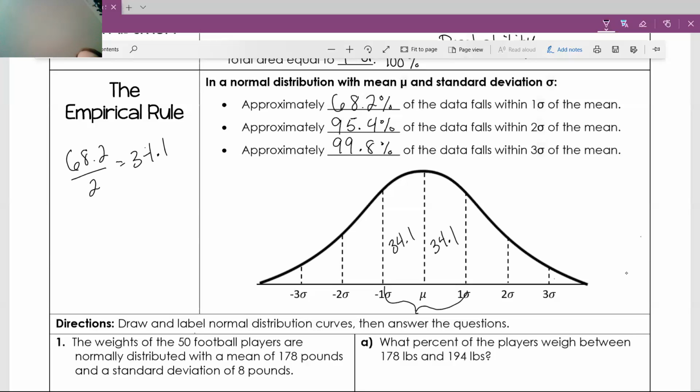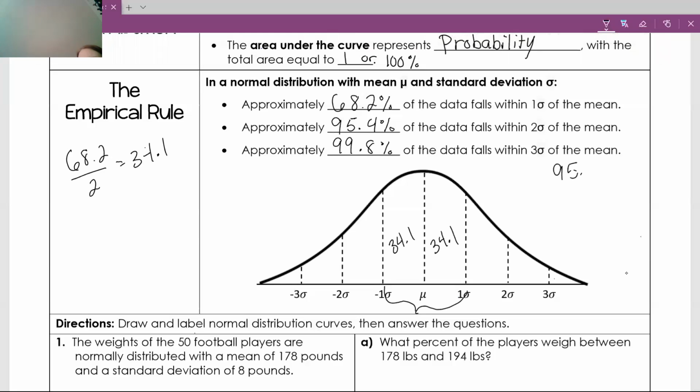Now, if I wanted to find the 2 pieces outside of that, I know that the whole section is 95.4, but I can subtract out the middle. So I can go 95.4 minus my 68.2 and divide it by 2, because there's 2 pieces still. And that'll give me 13.6.